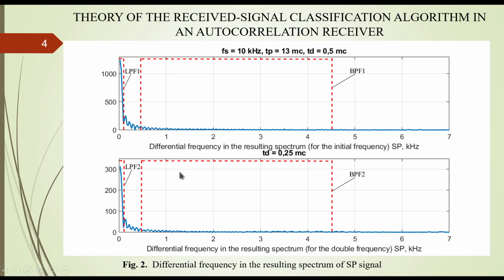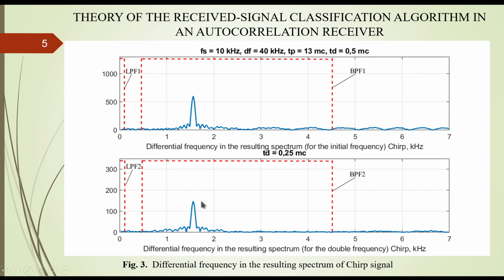Figure 2 is for a simple signal. A simple signal is characterized by a low frequency component at the differential frequency, which is close to zero frequency due to the constant carrier frequency. The same is true for the original simple signal at double frequency. Figure 3 is for a chirp signal.